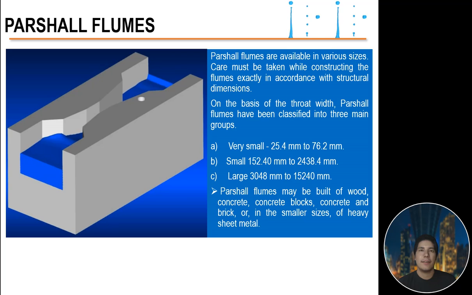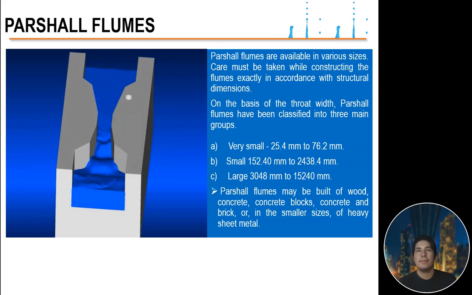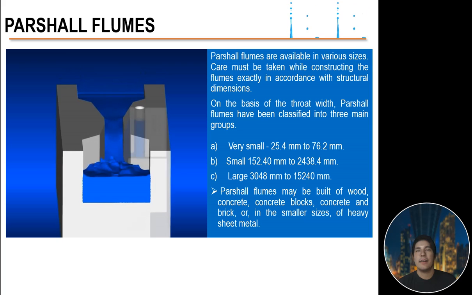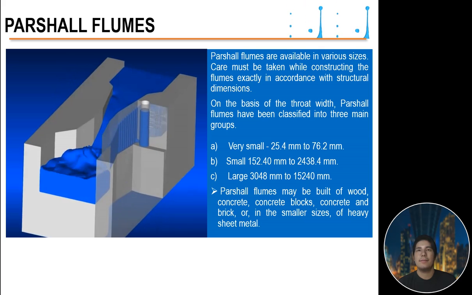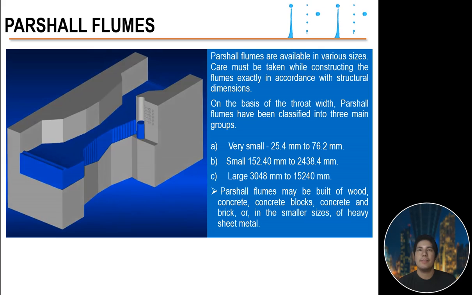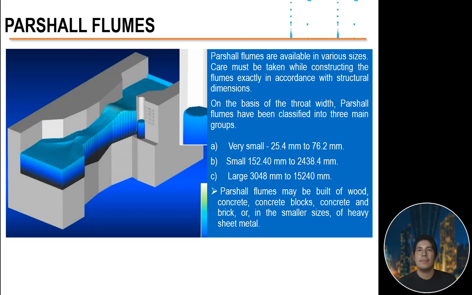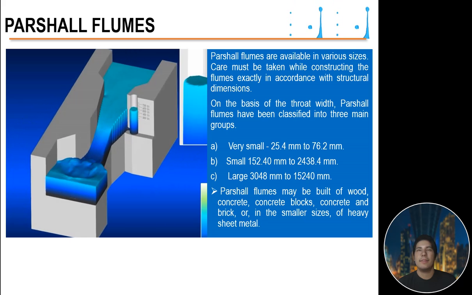Okay, so these are available in various sizes. Very small, we have 25.4 mm to 76.2 mm. Pag small, 152.4 mm to 2,438.4 mm. Pag large, 3,048 mm to 15,240 mm. So partial flumes may be built of wood, concrete blocks, concrete, and bricks, or in smaller sizes of heavy sheet metal.